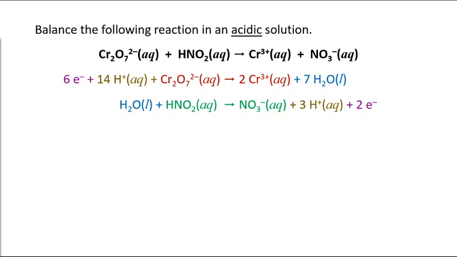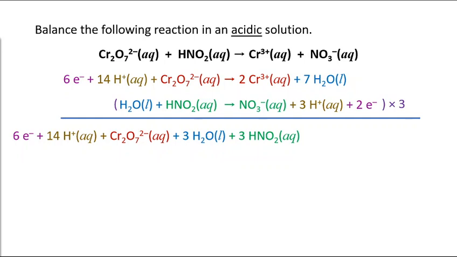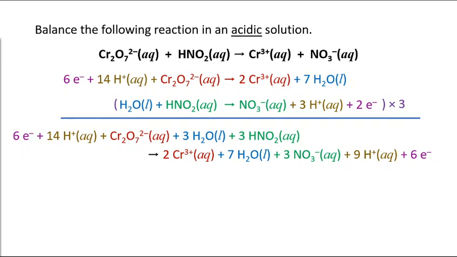And so in the upper equation, we have 6 electrons. In the second equation, we have 2 electrons. In order to fix that, let's just multiply everything in the bottom equation by 3, and you end up with your 6 electrons, again, along with everything else being multiplied by 3 as well. And now this equation is ready to be added to one another. And so here, just showing you all the reactants, you have your 6 electrons plus your 14 protons plus your 1 Cr2O7 2 minus, all that coming from the first reaction. Then you have 3 H2Os and 3 HNO2s coming from the second reaction, keeping in mind that you need to multiply both of those by 3 in order to keep everything straight here. On the product side, you have your 2 Cr3 pluses, you have your 7 H2Os, and again, 3 of your NO3 minuses, 9 H pluses, and 6 electrons.